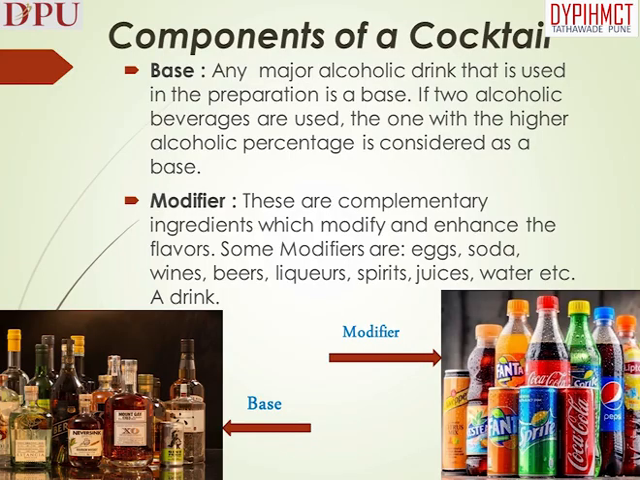Components of a cocktail. Base. Any major alcoholic drink that is used in the preparation is called the base. If two alcoholic beverages are used, then the one with the higher alcoholic percentage is considered as a base. Most cocktails have spirit as a base. However, wine and beer can also be used as base.